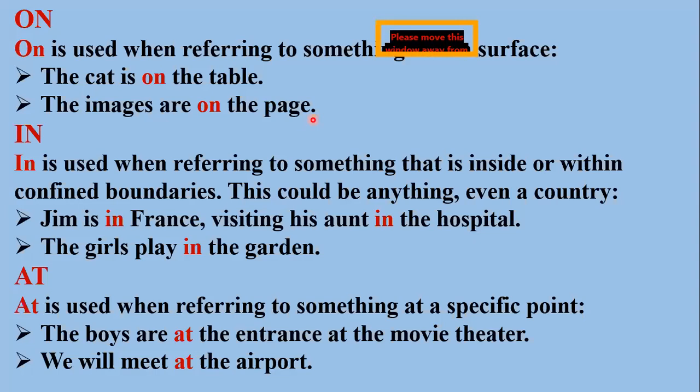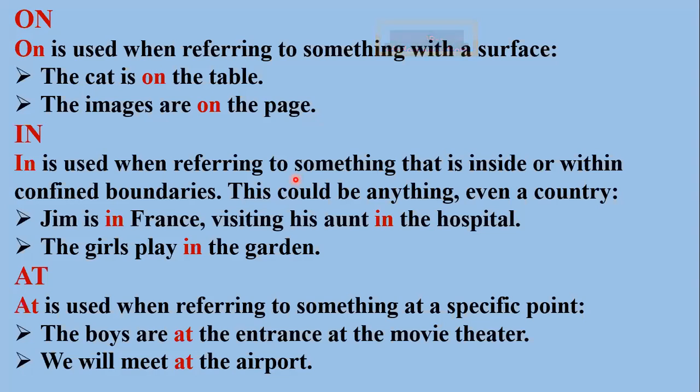So when something is confined within a border, then we use in. Okay, so let's see, if a place is within a border, that is, it has a boundary, then we use in. Children are playing in the park. So the park has its own boundaries, right? So I can use in for that.